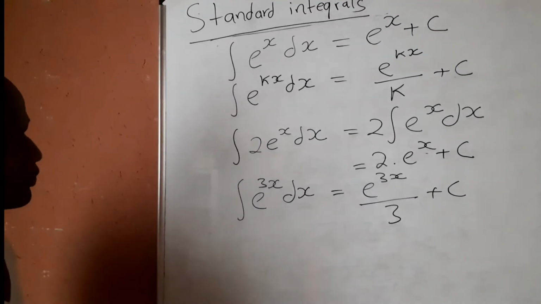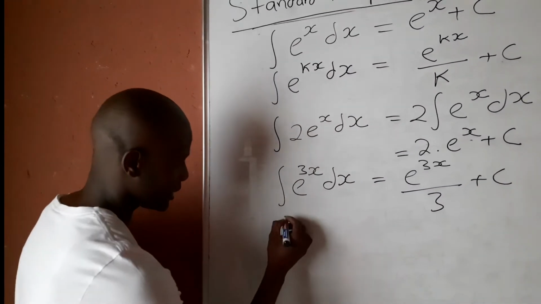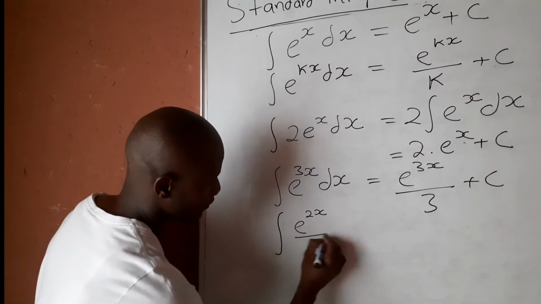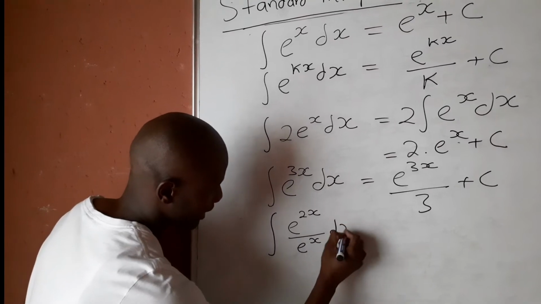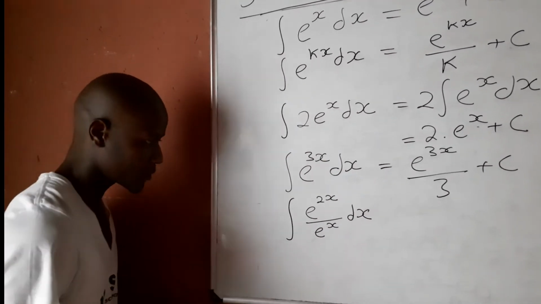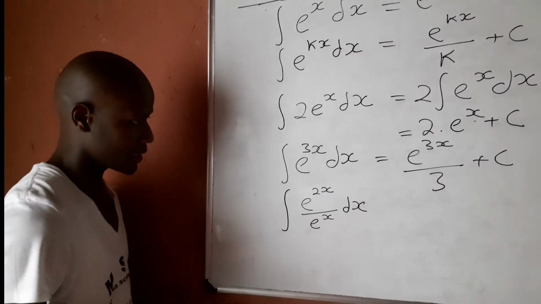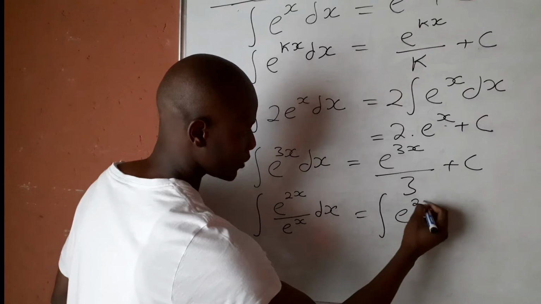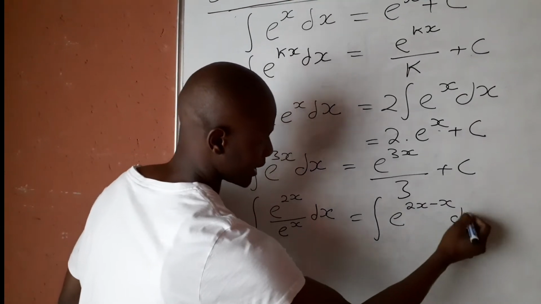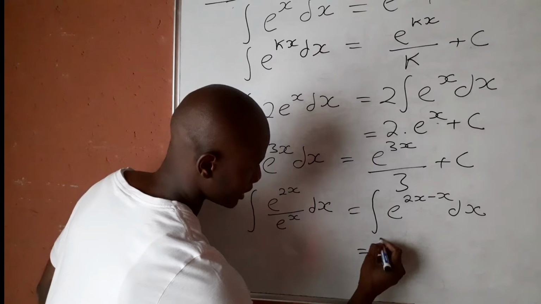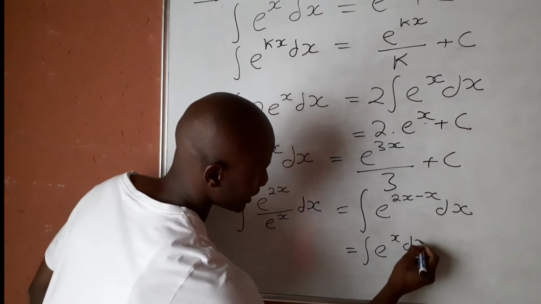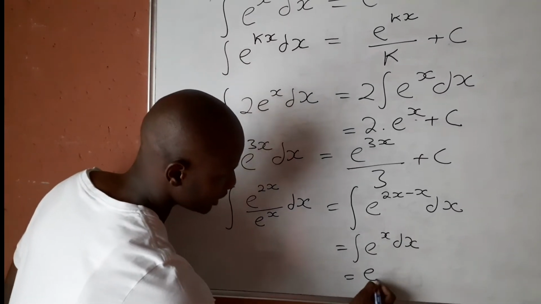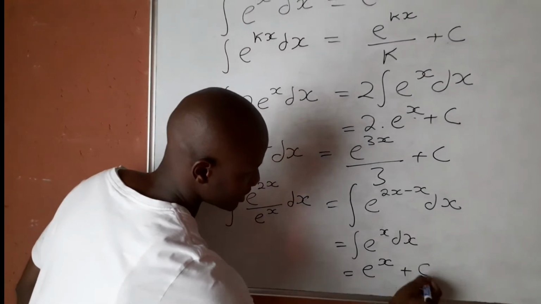So another example for integration, they can say integrate e to the power 2x over e to the power x dx. Remember, laws of exponents. When we divide the same base, we minus the exponent. It's going to be the integral of e to the power 2x minus x dx, which is the integral of e to the power x dx. Therefore, when we integrate e to the power x dx, it is going to be e to the power x plus c.